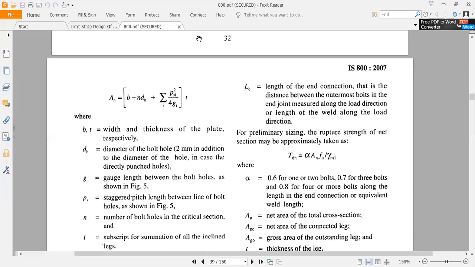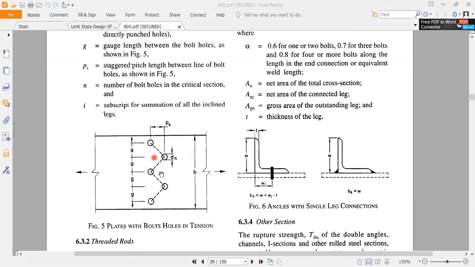Suppose let me draw a plate and then you will understand. Let me see whether there is any plate. Okay, so this is the plate given, and you see these are the holes. 1, 2, 3, 4, 5 holes are there. Are you getting it? Yes, sir. So there are 5 holes in that connection like this.